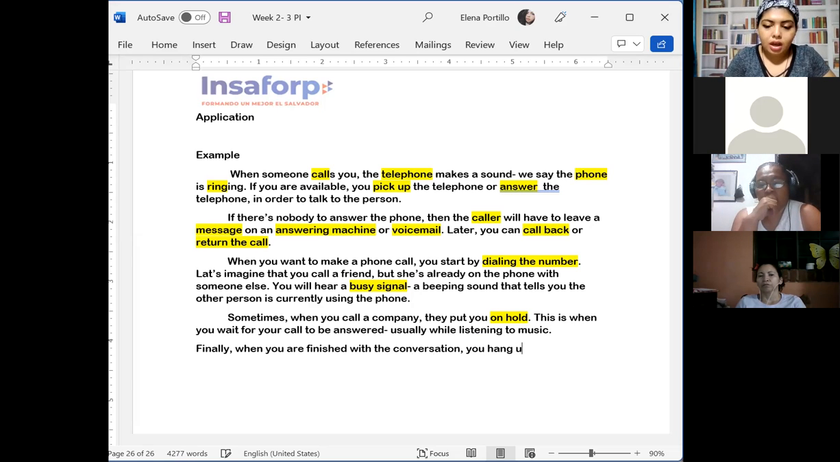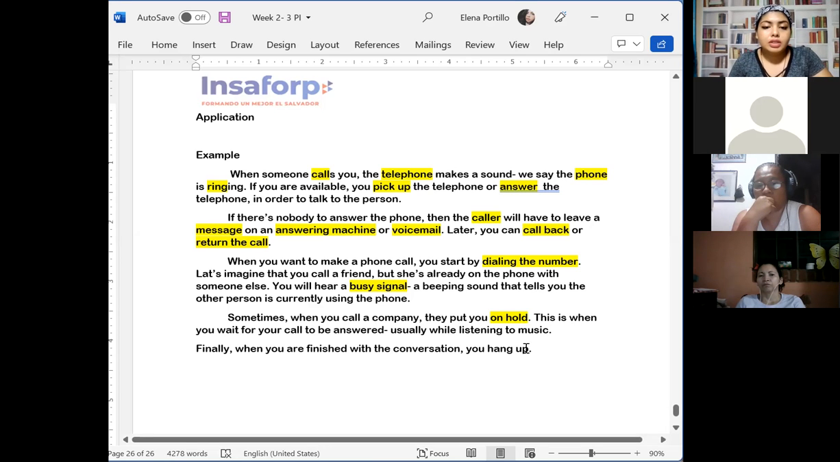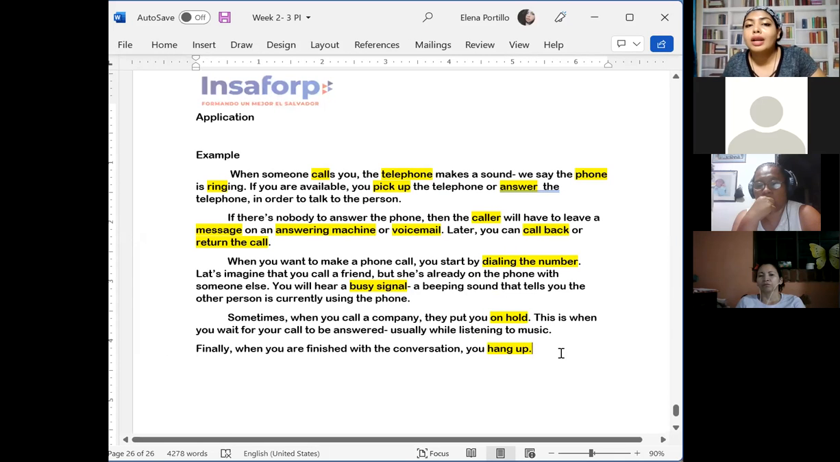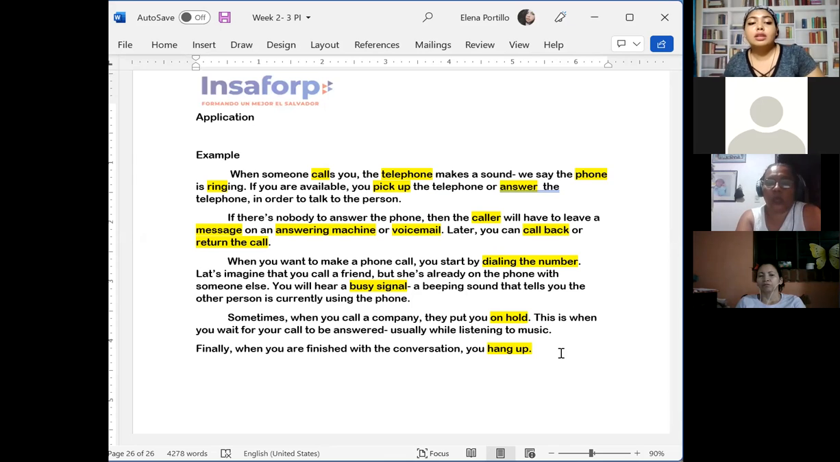You hang up. Finally, when you are finished with the conversation, you hang up. In this case, cuelgas o colgar. Finalmente, cuando ya has terminado tu conversación, tú cuelgas. You hang up.